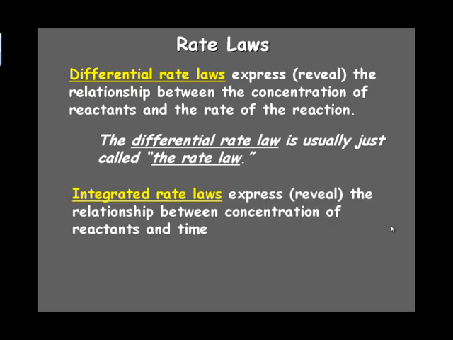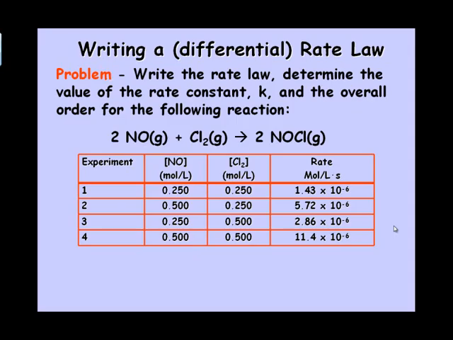When we talk about the integrated rate law, we specifically call it the integrated rate law, and that's the relationship between the concentration of reactants over time. Now, when we write a differential rate law, we would be given data like you see here on the screen. And that data would be utilized to determine the overall order for the reaction. We'll show you what the overall order for the reaction is going to look like and how to write a rate law. But this is what your data would look like.